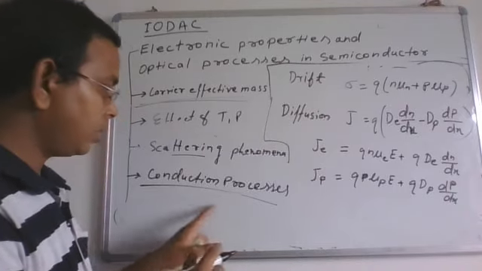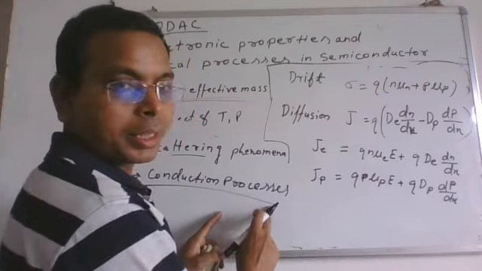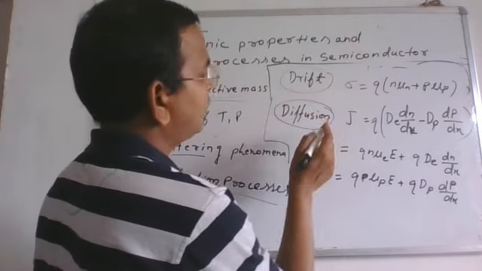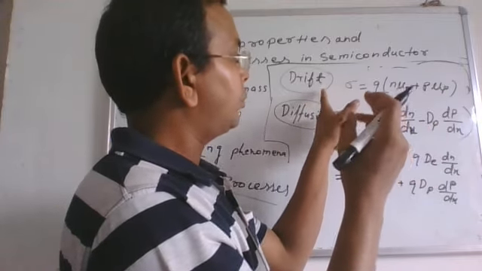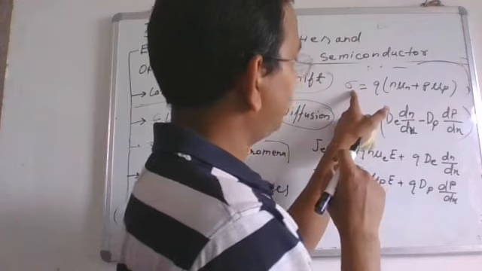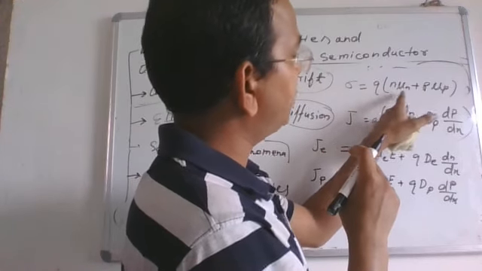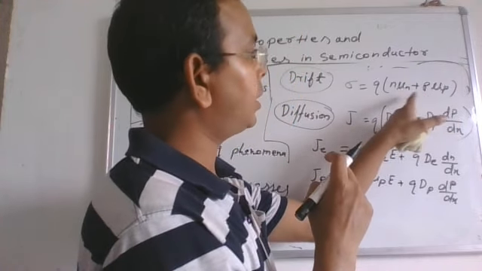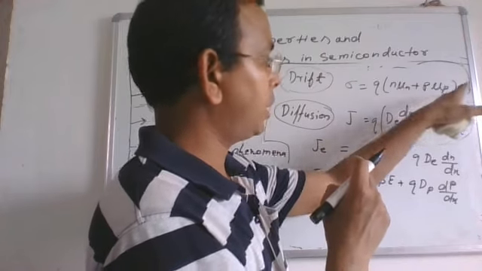So here are the conduction properties. Conduction in a semiconductor is carried out by two phenomena, drift and diffusion. In drift, when an electric field is applied, the conductivity sigma is given by q times n mu n plus p mu p, where n and p are the carrier concentrations of electrons and holes, and mu n and mu p are the mobilities of electrons and holes respectively.